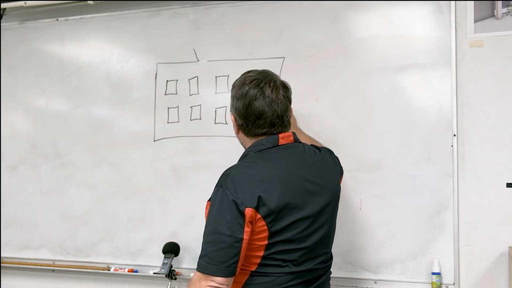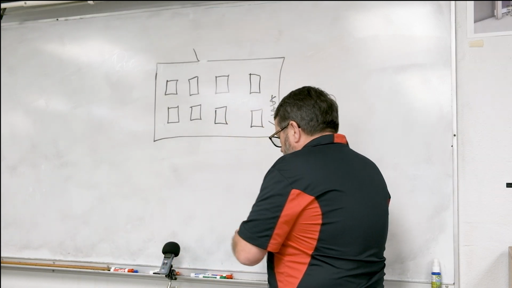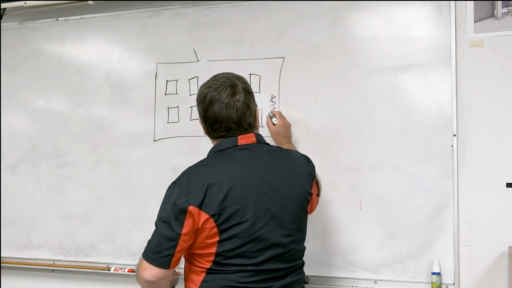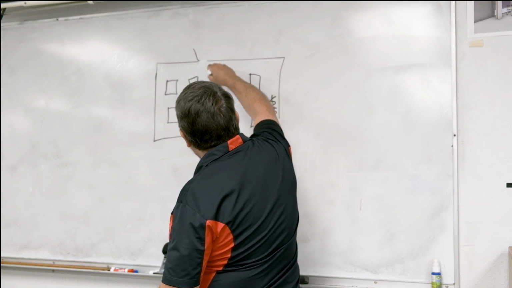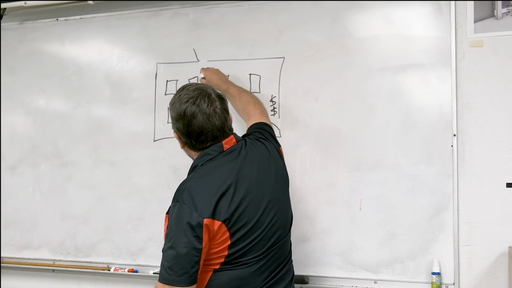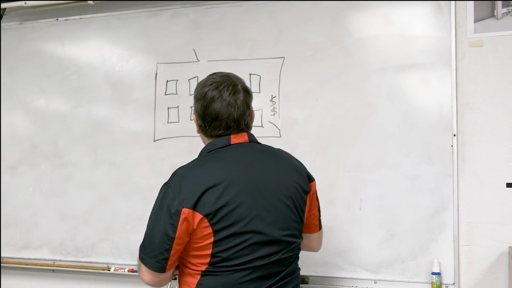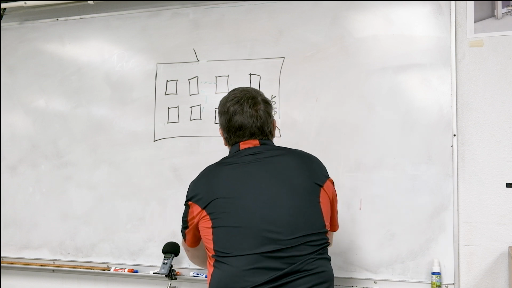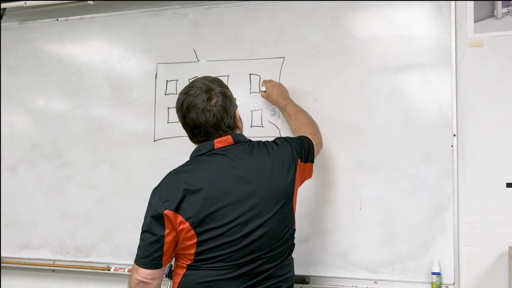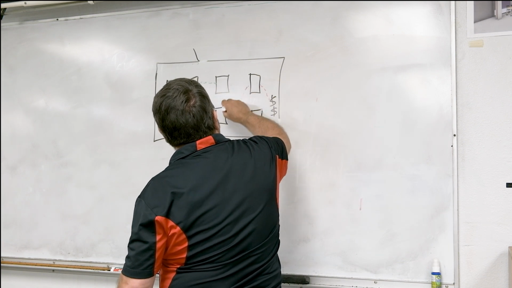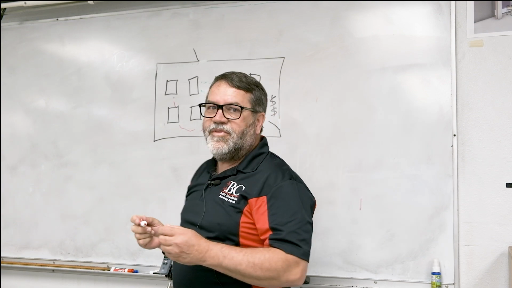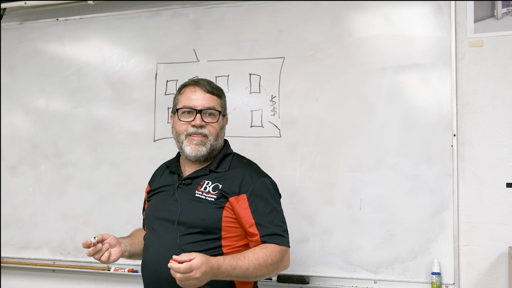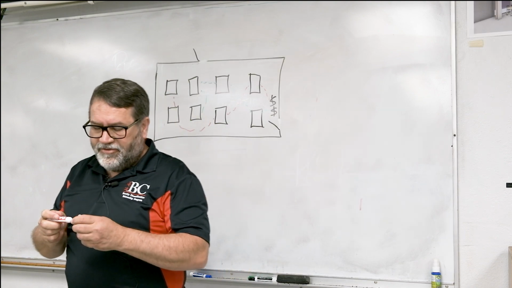Switch number 1 is connected to this guy, and this guy, and this guy, and this guy. And switch number 2 is connected to this guy, and this one, and this one, and this one. Makes no sense, right? Flip switch 1 for me, could you please?